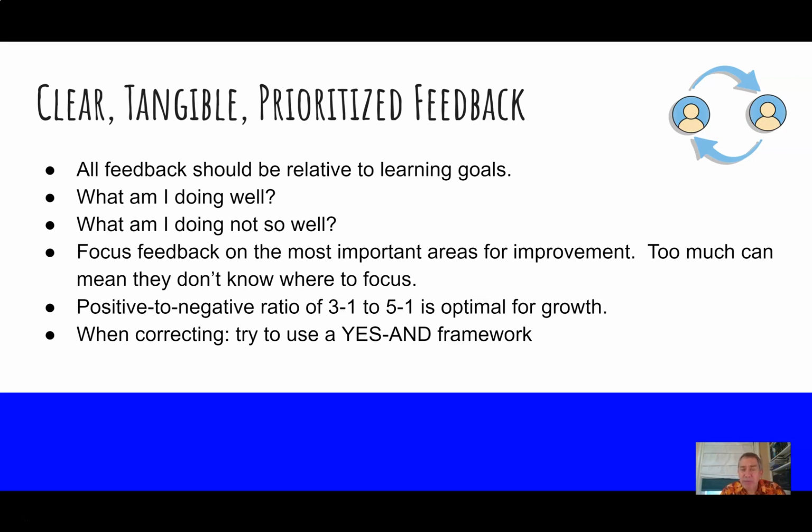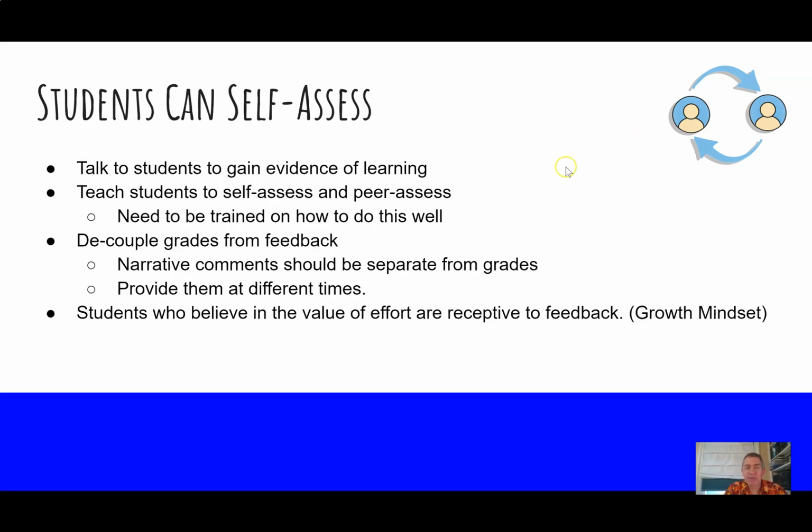Focus the feedback on the most important areas for improvement. If there's too much feedback, then they don't know which piece to act on first. So even if you have a lot of things to say, focus on the most important areas first. And then when you're correcting and offering feedback, instead of saying, well, I disagree, or you've got this, try to use a yes and framework. So find something that they did right. Yes, you found X, and now you need to find Y, rather than saying, oops, you forgot Y. So positive ways to look at those pieces.